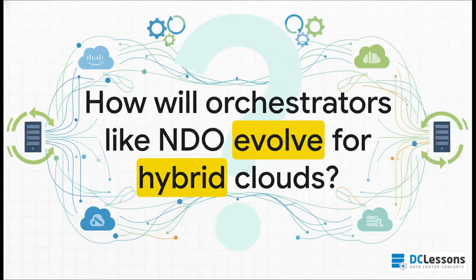And all of this leaves us with a final question to think about. We've seen how NDO provides this really elegant solution for the on-premise multi-site challenge. But as more and more organizations move to hybrid models that stretch into multiple public clouds, how are these tools going to evolve? What does that next generation of orchestration even look like for a network that truly has no boundaries?